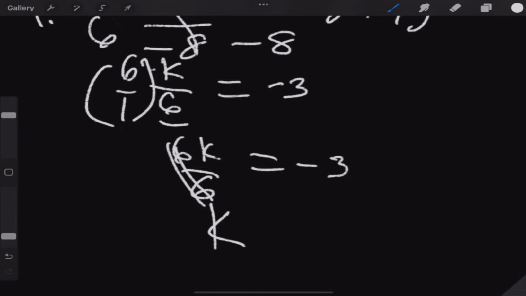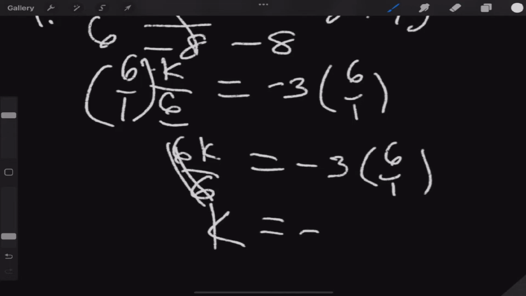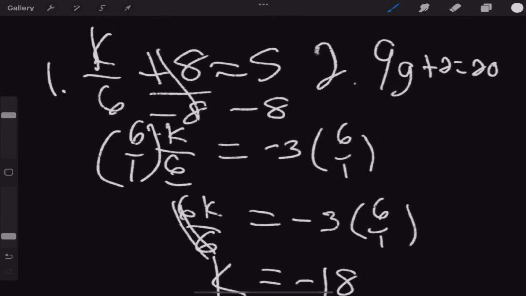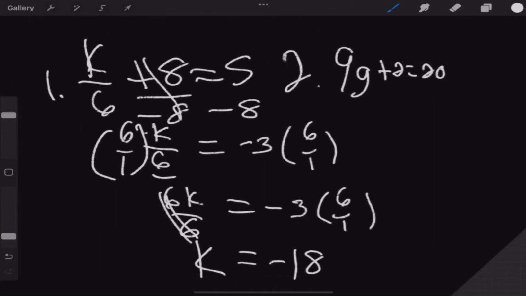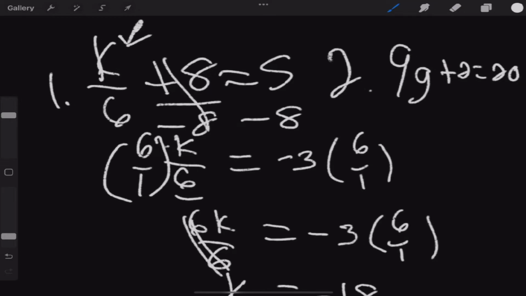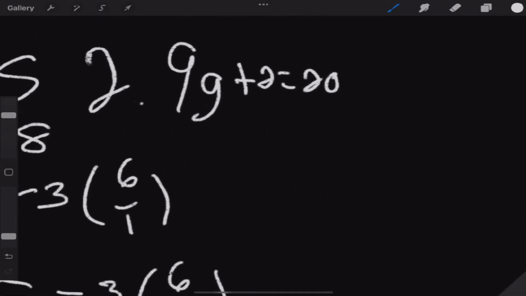But don't forget, like if we go back up here, let's add this in. We need to do the same to both sides. So negative 3 times 6 equals negative 18. And if we plug it back in up here, I'm not going to have enough space for this, but if we have negative 18 where this k is right here, divide that by 6, that's negative 3. Negative 3 plus 8 equals 5. So our answer checks out.